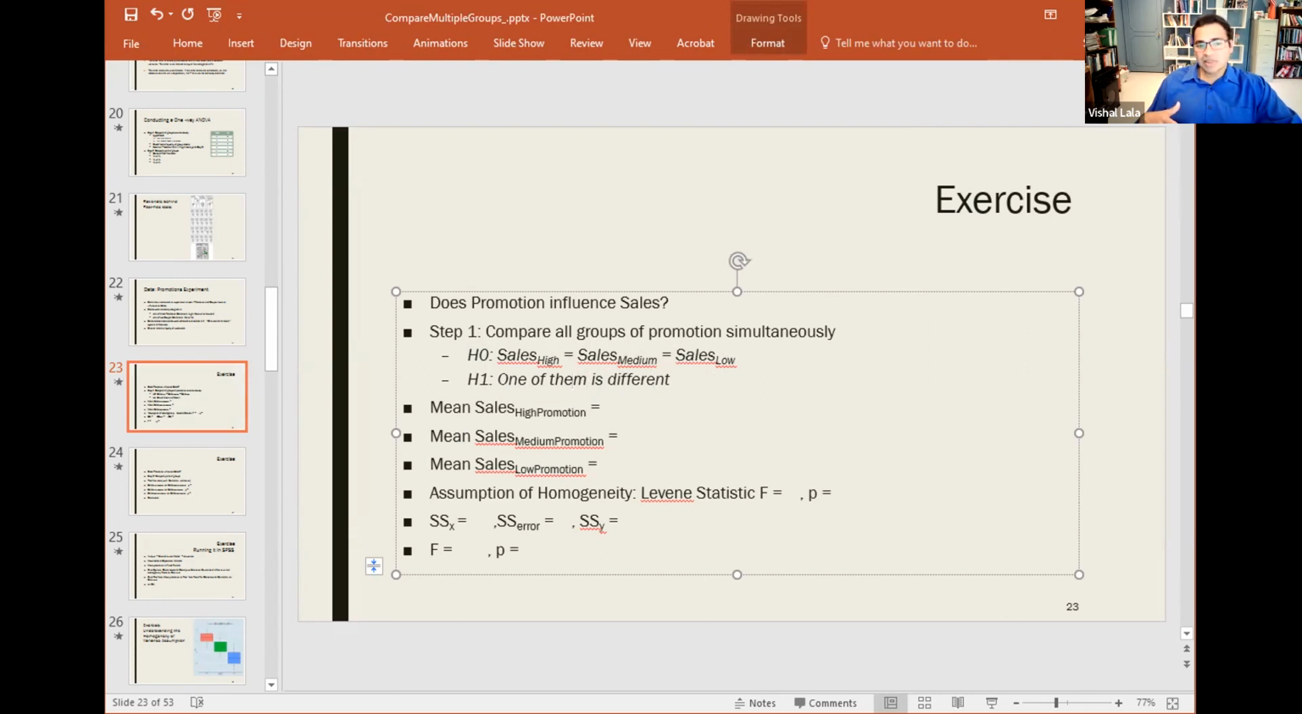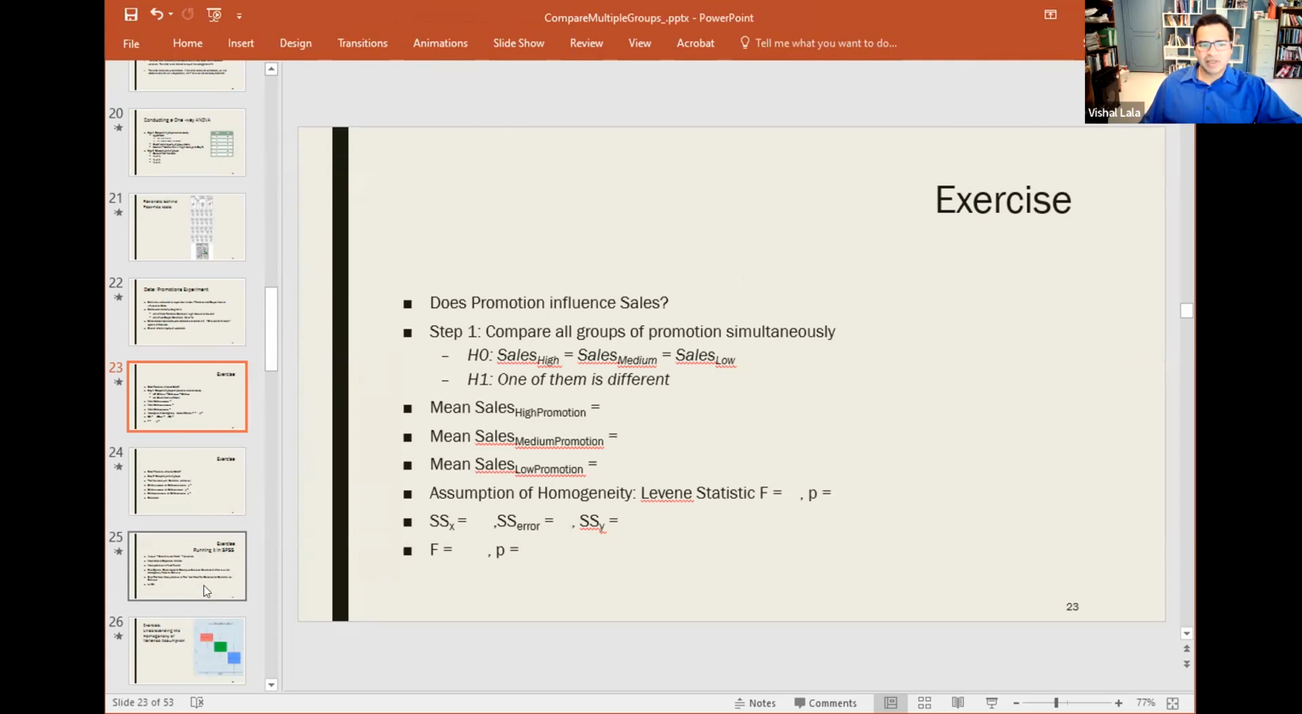And our H1 is that one of them is different. So note carefully here. While H0 is saying that all 3 are equal, H1 is saying one of them is different. Because if you reject the null hypothesis, it doesn't mean all 3 are different. You could still reject the null hypothesis if any pair is different. And that's what H1 is reflecting. Having said this, let's run our analysis.